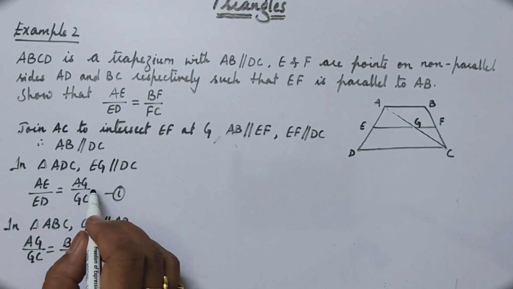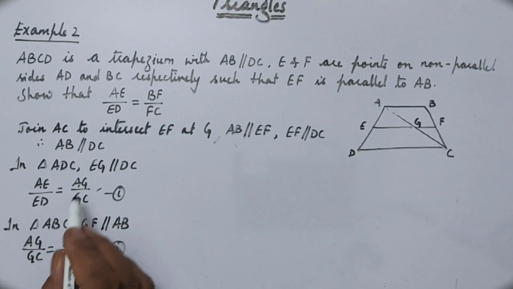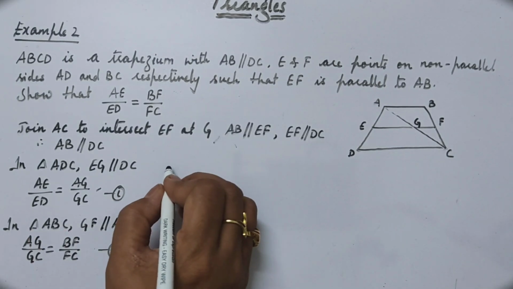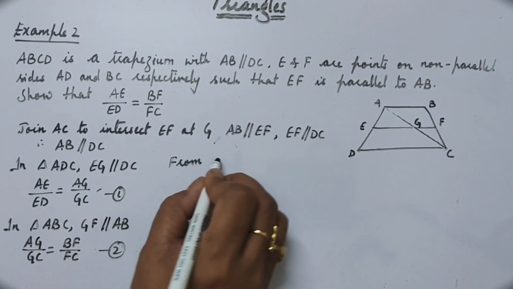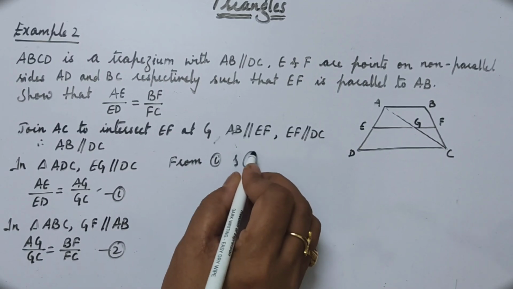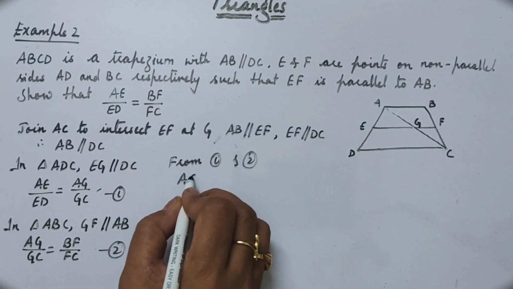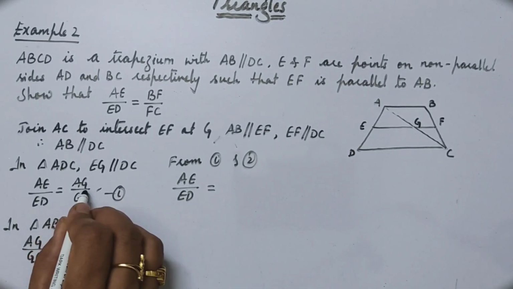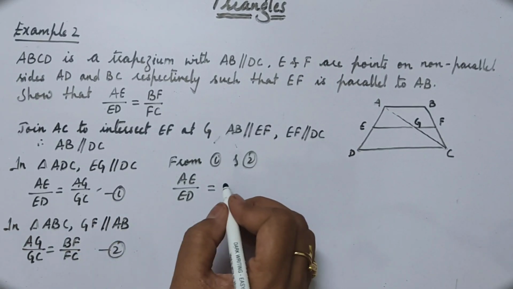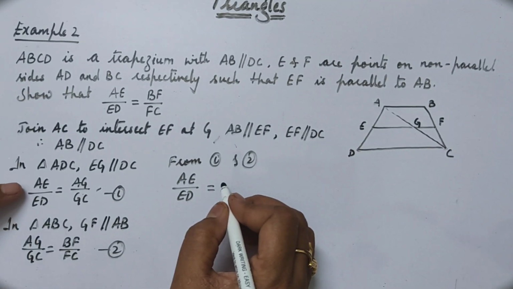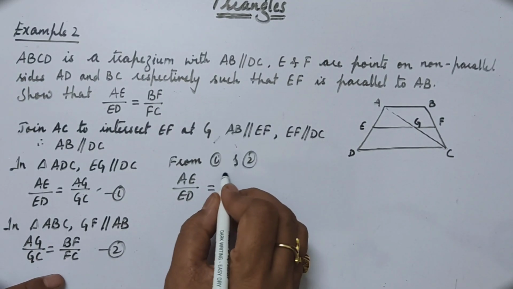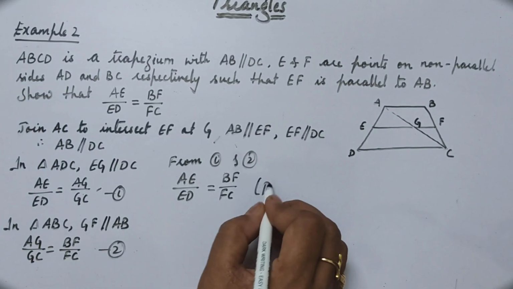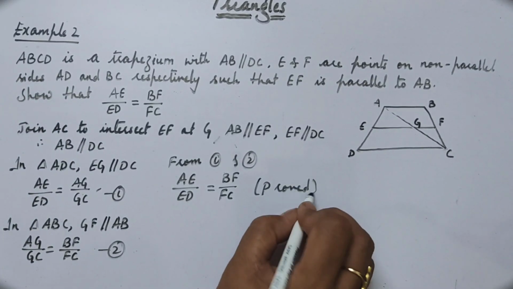Now you can see that these AG by GC are both equal, so obviously these two are also equal. From 1 and 2, we say that AE by ED equals BF by FC. So that is what we have proved here, students. I hope this is clear to you all.